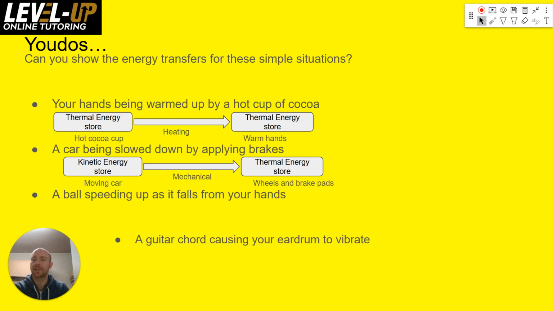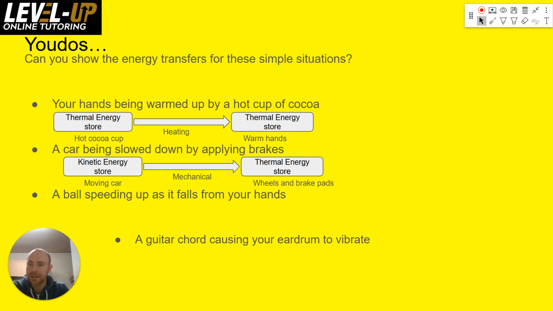And how does it happen? Well, there must be a force from the brakes or a force from the friction of the road stopping that car, slowing down that car, reducing the kinetic energy. And so the transfer is going to be mechanical. You've got the force and you've got the distance. So it's a mechanical transfer.